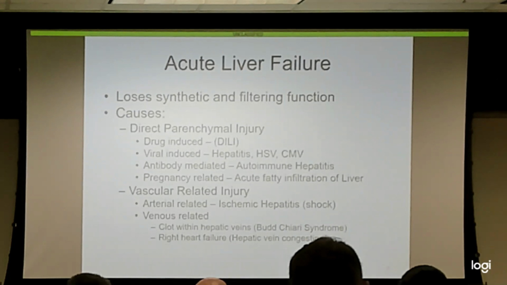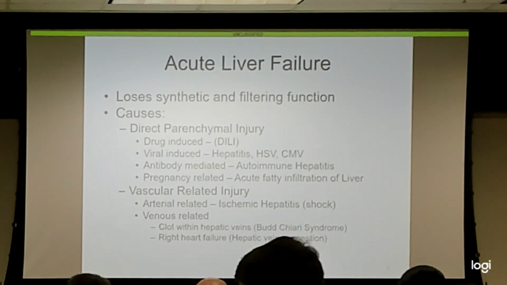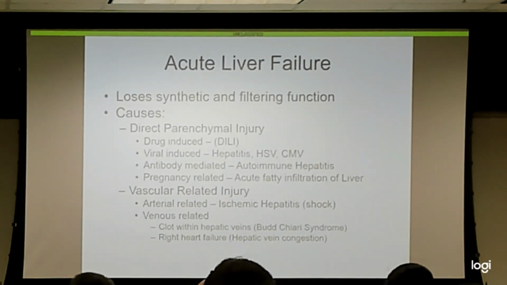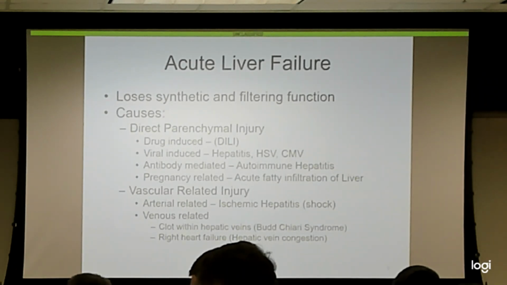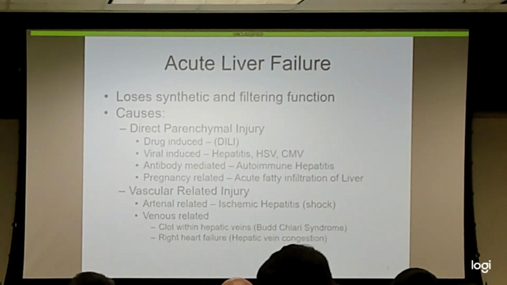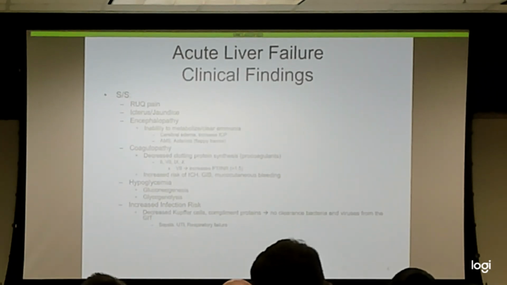So if somebody's in shock, if they're super sick, or they're in hemorrhagic shock, we shunt blood so that we can feed the heart and the brain, right? Everything else is secondary. So you can get ischemic liver injury, ischemic kidney injury, and ischemia causes necrosis and death, right? So that's all important. And venous related: clots within the hepatic veins, Budd-Chiari, right heart failure, so hepatic vein congestion, so everything backs up and causes liver failure.